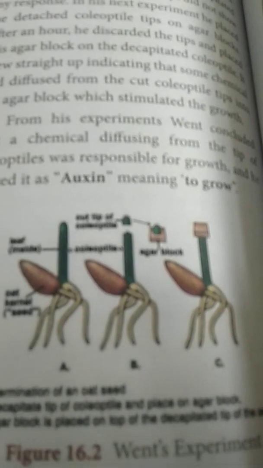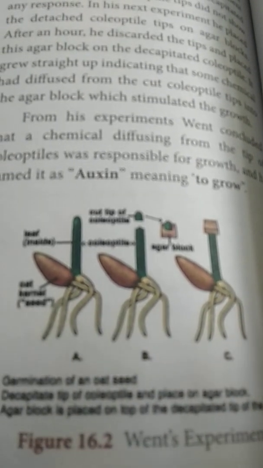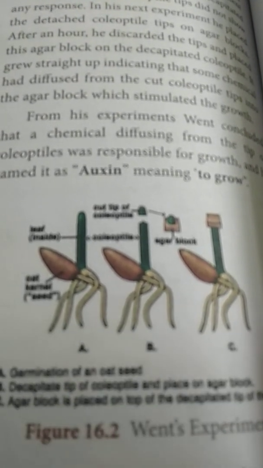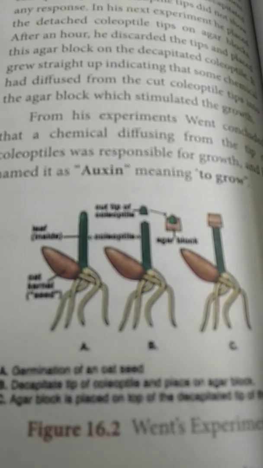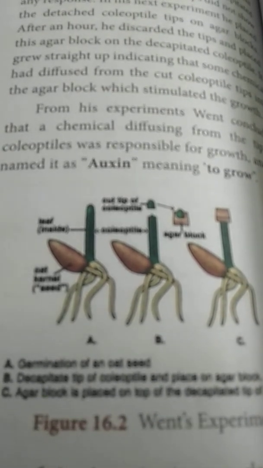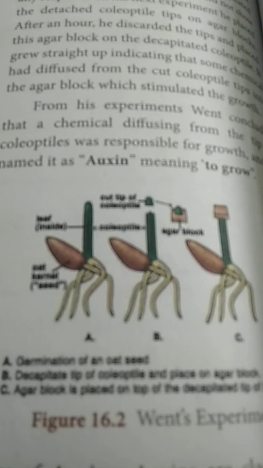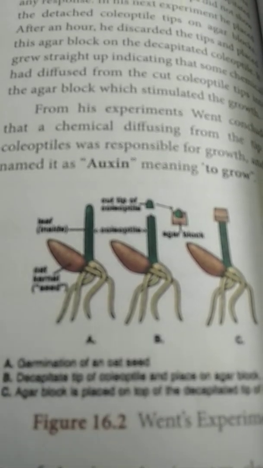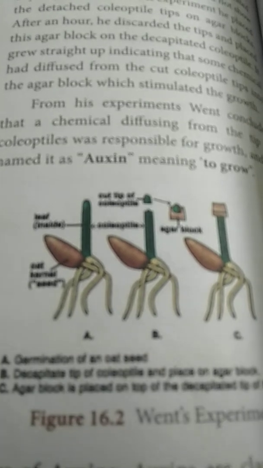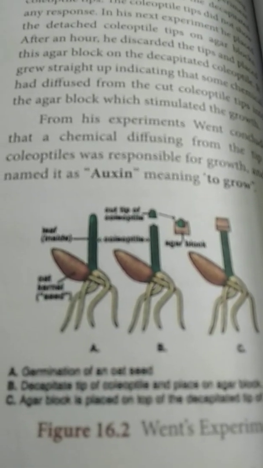From this experiment, he concluded that the chemical diffusing from the tip of the coleoptile was responsible for the growth. That chemical is called auxin, meaning "to grow". So he gave the name auxin to that tip chemical.